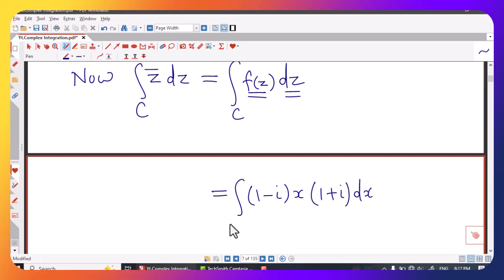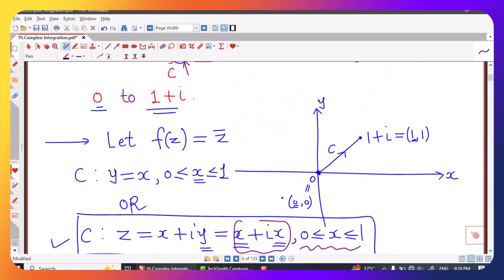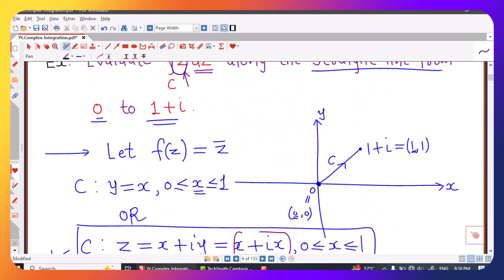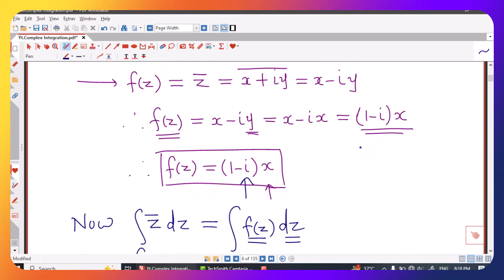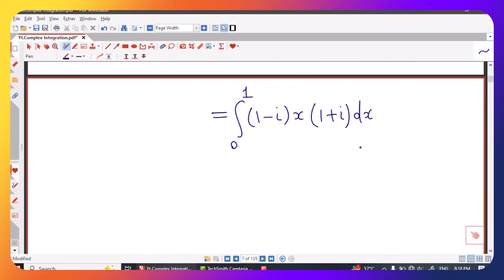So we write down limits for variable x, and we are integrating along curve C, in which x is from 0 to 1. Here at this point x is 0, and at this point x is 1. Therefore we consider x from 0 to 1. Now this is a problem of real integral.